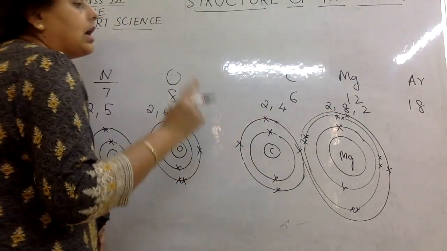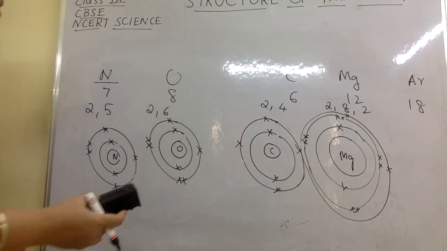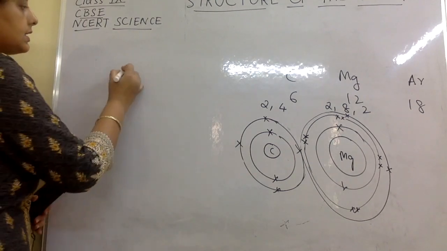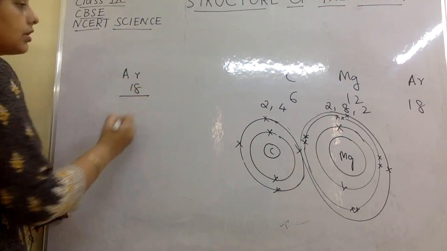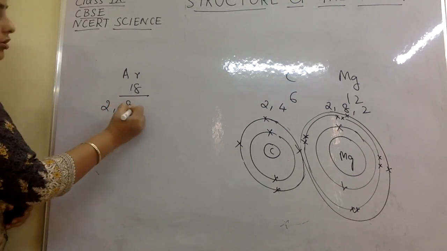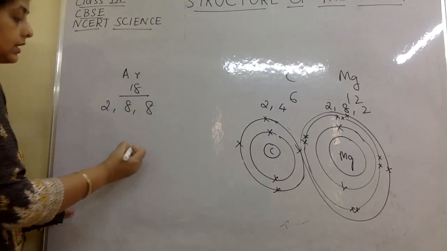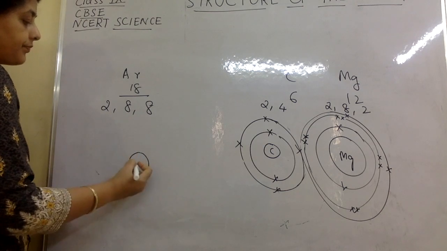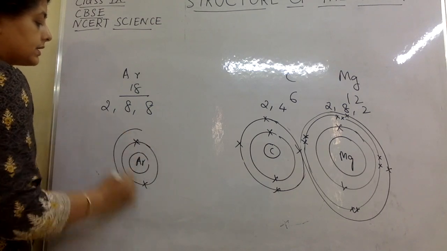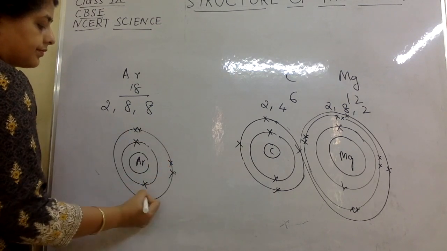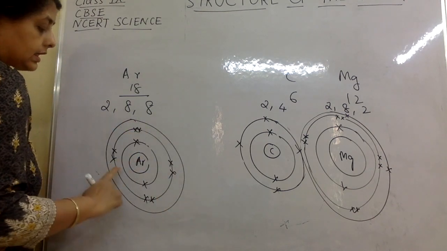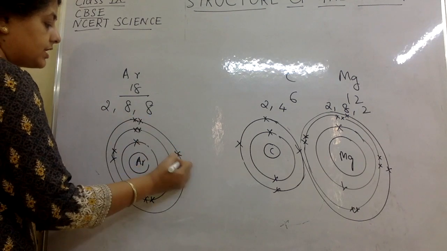Let me now draw argon. So argon, how will I draw argon? Argon has 18. Here first orbit 2, second orbit 8, third orbit has to be 8. Argon is a little special, I'll tell you why. Here, argon, first orbit 2, second orbit 8, and third orbit again 8. That makes it 18.